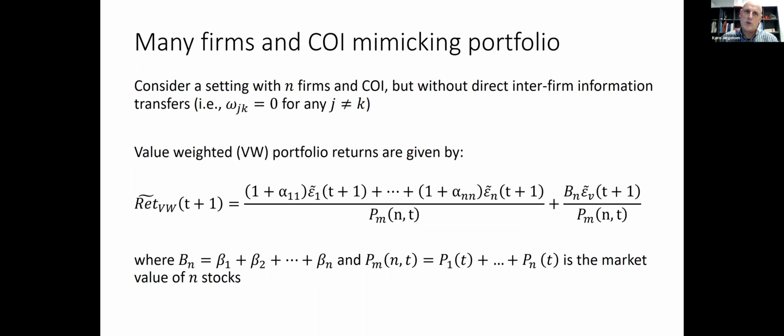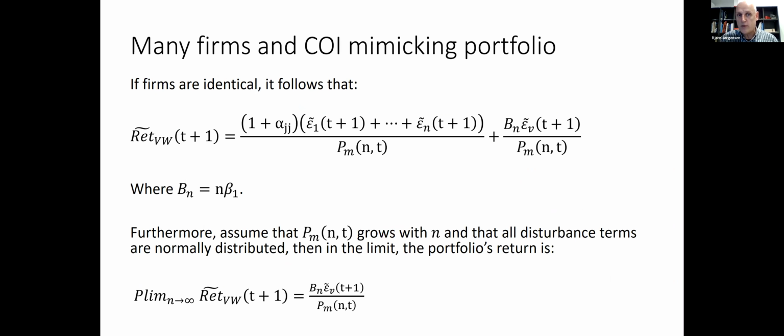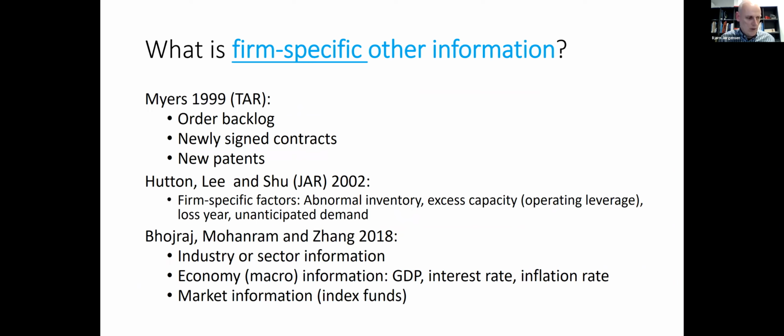The essence here is just to show what happens when you form a value-weighted portfolio. What are the properties of that portfolio? The property is that only common other information survives. Okay, thank you. Great. The next thing that we do is we look at firm-specific other information.